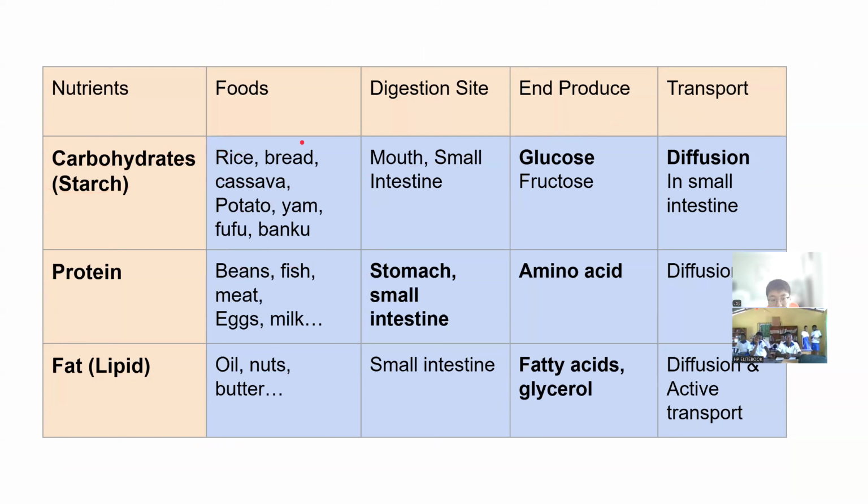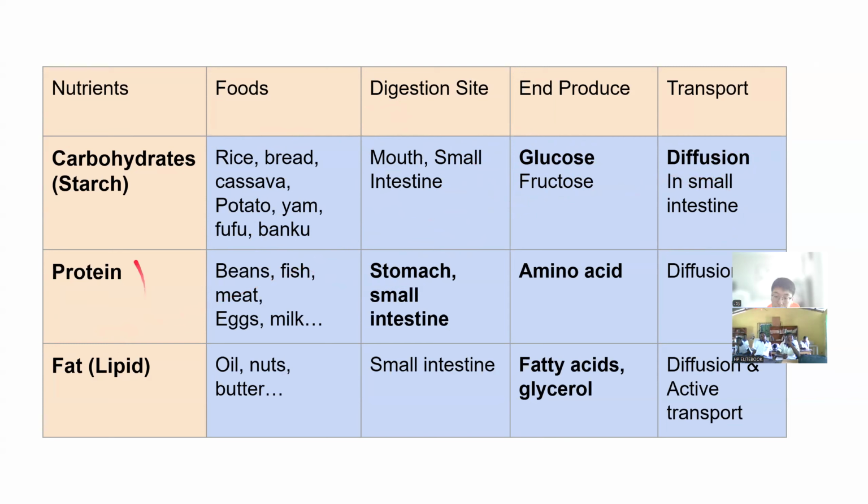Carbohydrates are like rice, bread, cassava, potato, yam, fufu, and banku. And all of these are carbohydrates that you might have had before. They are digested through our mouth and through the small intestine. And the end product, after it has been fully digested, is glucose or fructose. And it diffuses into our small intestines.